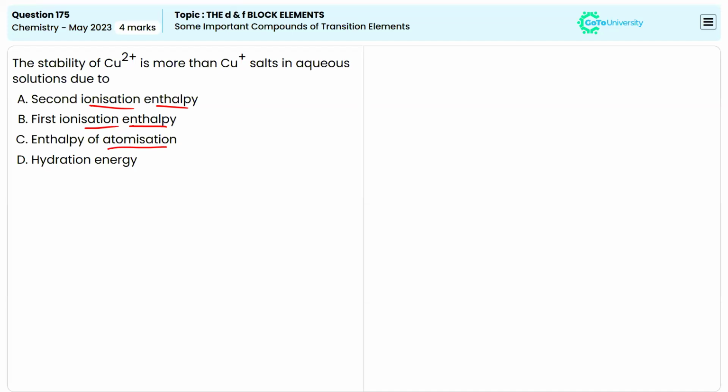So because of which reason is the stability of Cu2+ more than Cu+? That is the question. Cu2+ is more stable than Cu+ because of the hydration energy, because the hydration energy is more negative for the Cu2+ ion, and it is comparatively less for the Cu+ ion. So this more than makes up for the second ionization enthalpy of copper. Okay, so hydration energy is the correct answer.